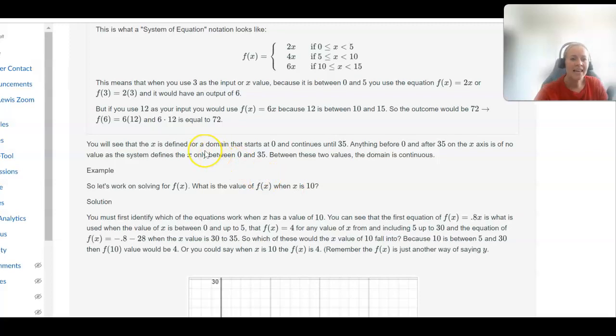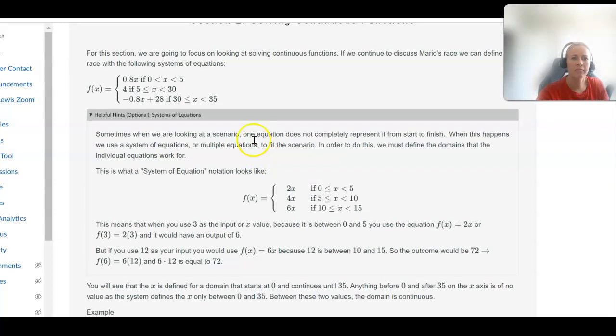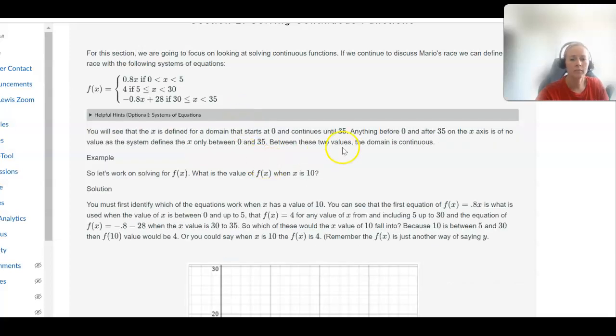You'll see that x is defined for a domain that starts at 0 and continues until 35. Let me close this. Anything before 0 and after 35 is of no value because he's only running for the 35 minutes. So that represents our total domain, between 0 and 35. Between those two values, the domain is continuous.